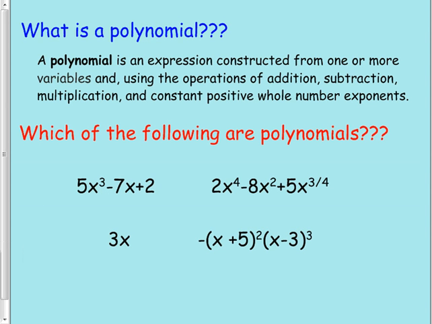Okay, so what is a polynomial? Polynomials are like this. Poly means many, right? So they have a lot of terms. But even one that's only got one term is still considered a polynomial.